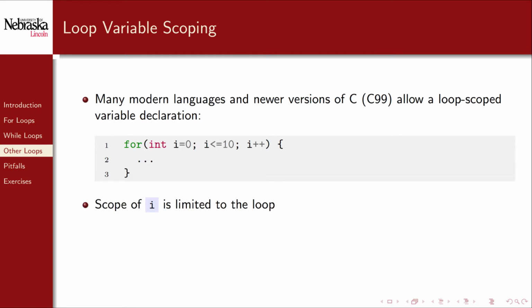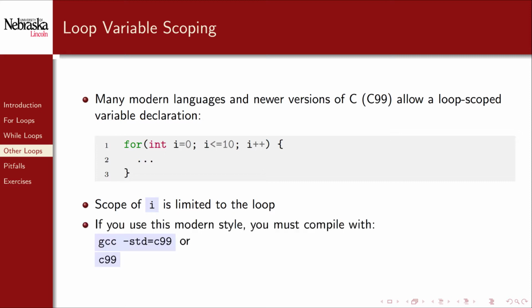If you choose to use this modern style, you'll need to tell GCC to compile using the C99 standard, in which it was adopted. You can do this using the -std=c99 flag, or you can use the shorthand c99 compiler instead of GCC altogether. I'll demonstrate.